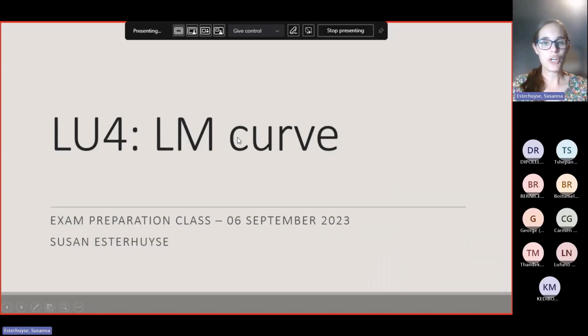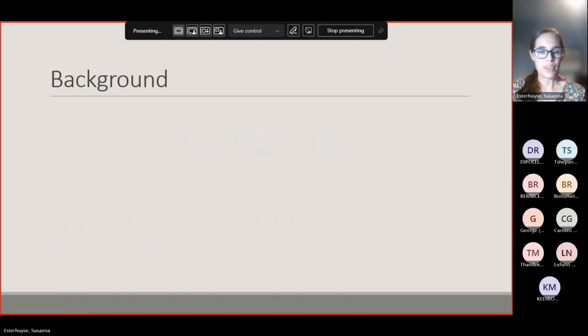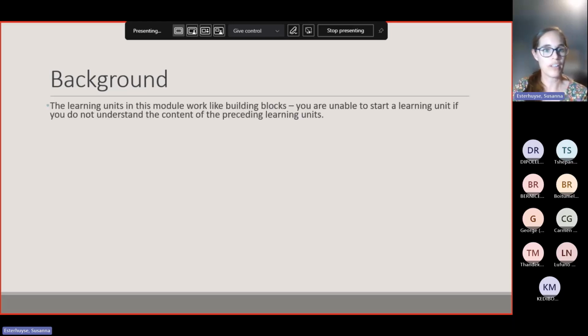Okay, so tonight we are going to look at the LM curve. It's in Learning Unit 4. So I just want to give some background. It's quite a short section, so I thought I'll do some revision just to make the time worth your while.